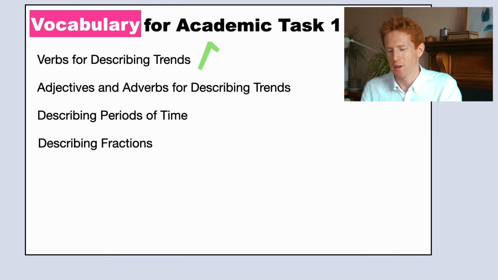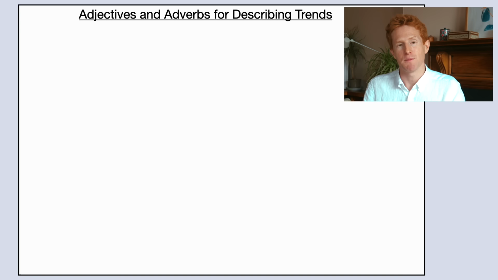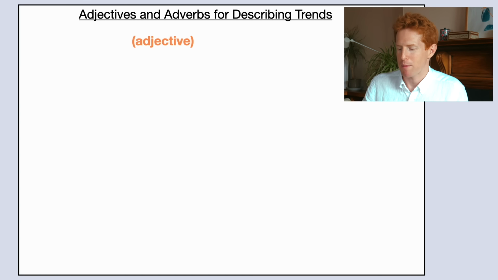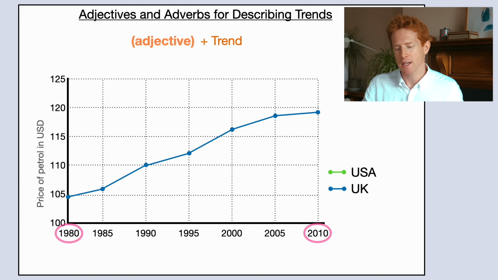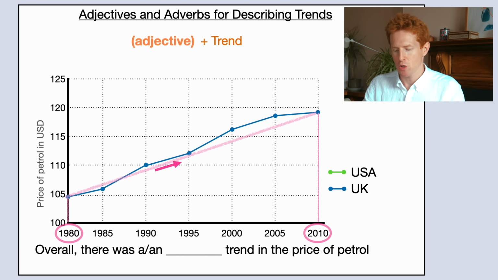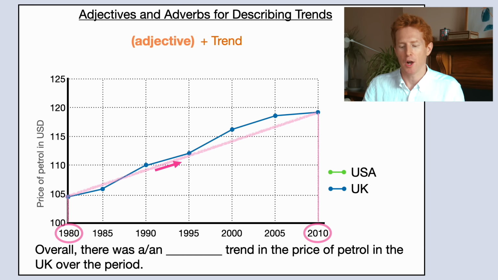So now we've covered all of the verbs for describing trends. Let's move on to adjectives and adverbs for describing trends. Here's some useful vocabulary. Adjective plus trend. So let's take our line graph again, and we're going to put in our information from the UK, and we can see that in general we've got a kind of trend that goes up. So let's say that overall there was a something trend in the price of petrol in the UK over the period. Now I would use this word, upward trend. Great vocabulary here. Overall, there was an upward trend in the price of petrol in the UK over the period. So what about the opposite?